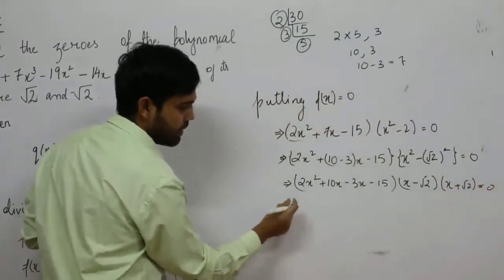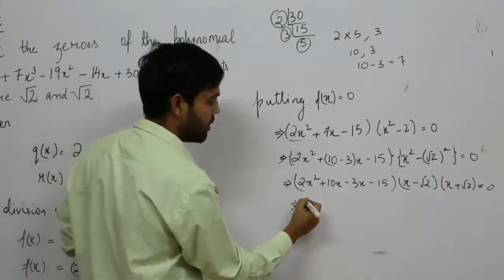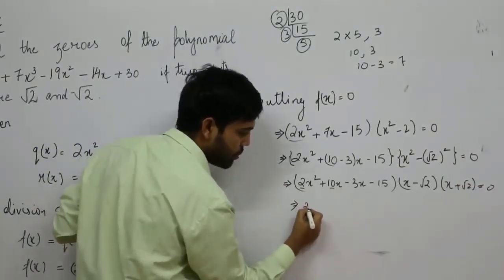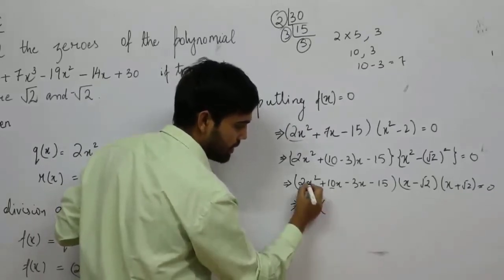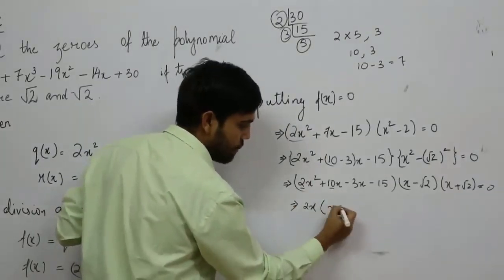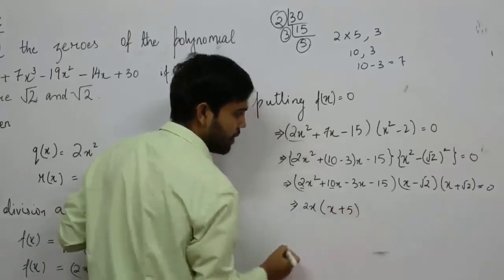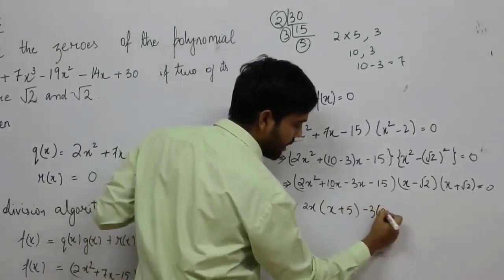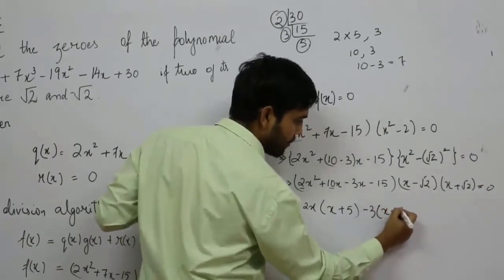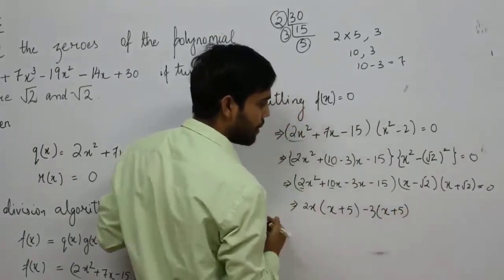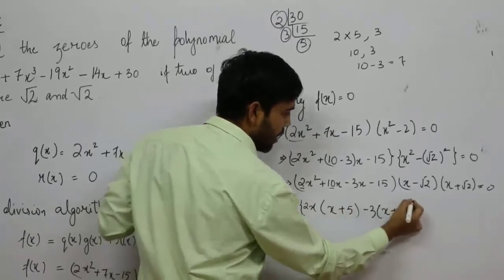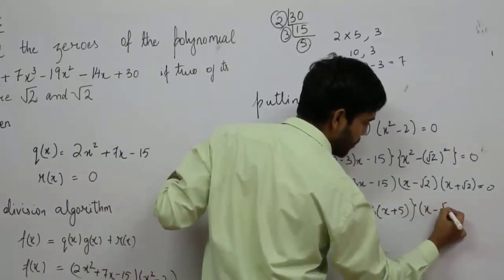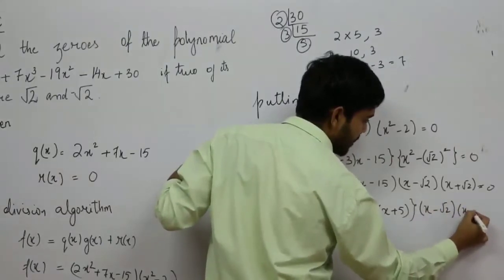When I take the common terms in here, I can take common 2x from here and 2x from here. So I have 2x common. What is left in here? I have x plus 5. Again I can take common minus 3. So what will be left in here? I have x plus 5, because I have taken minus common. And this will remain as it is. So I have x minus root 2, x plus root 2.